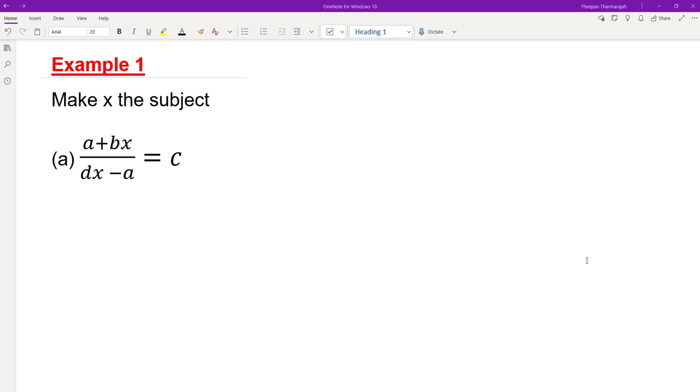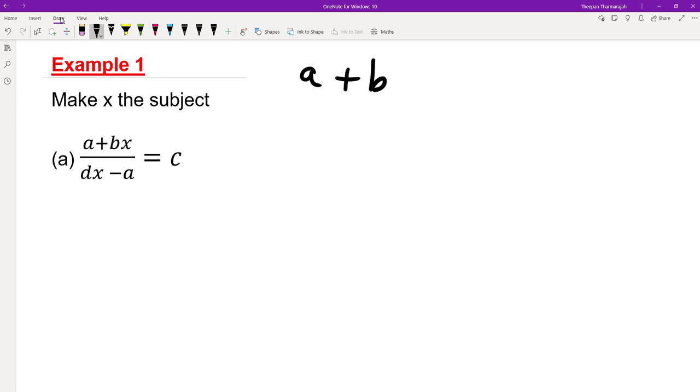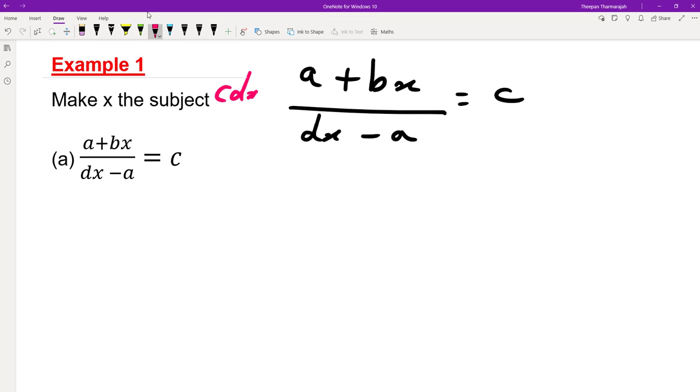Here's the next example. So sometimes we get a fraction that involves the letter twice. So what we're going to do is we're going to write this out first of all. So we've got a plus bx over dx minus a equals c. We know to get rid of the denominator, we're going to multiply both sides by dx minus a. So let's do that here. Then on this side, these two terms will cancel out.